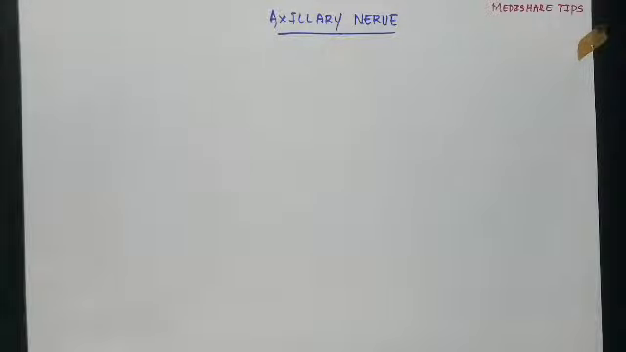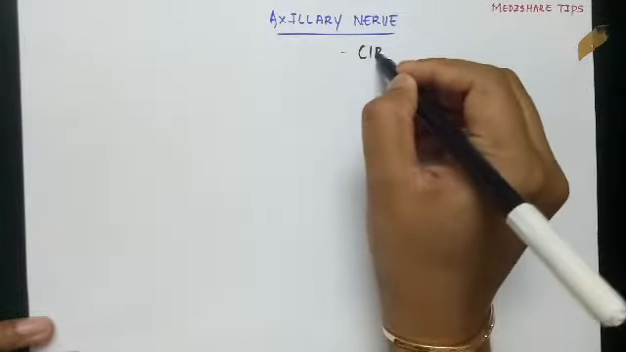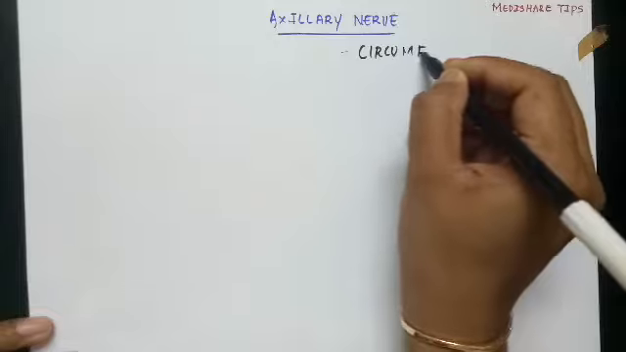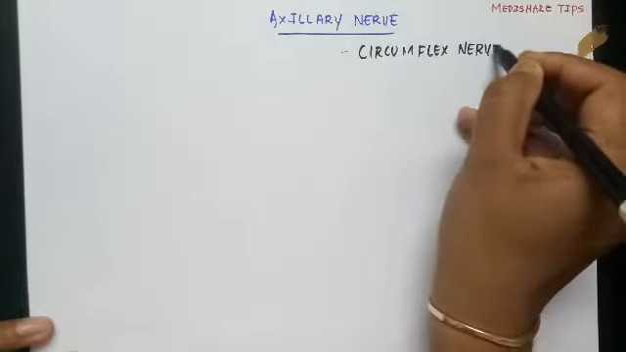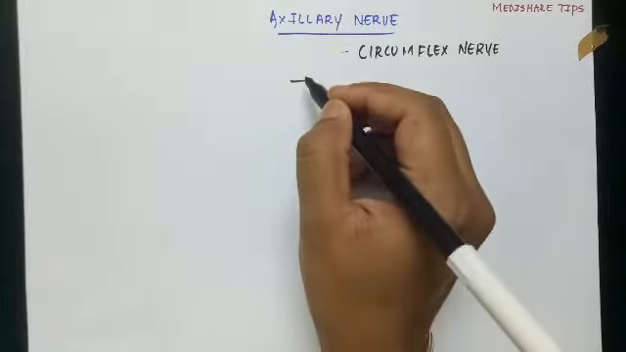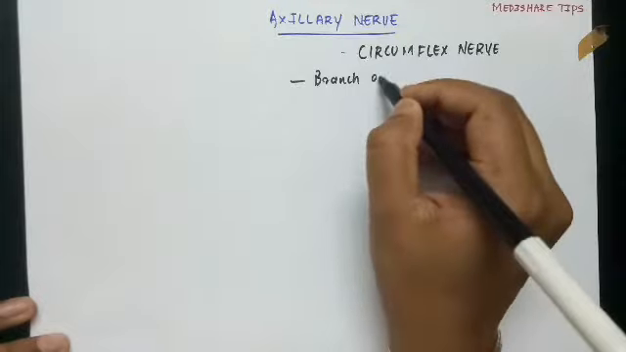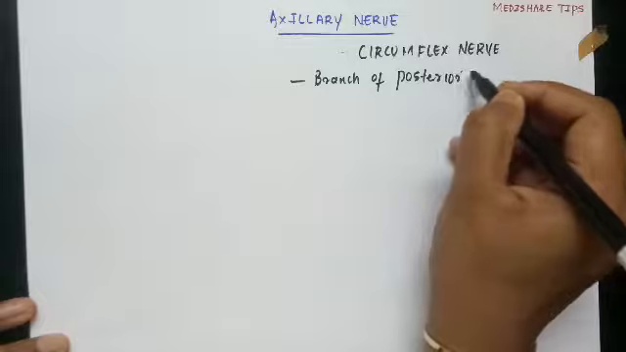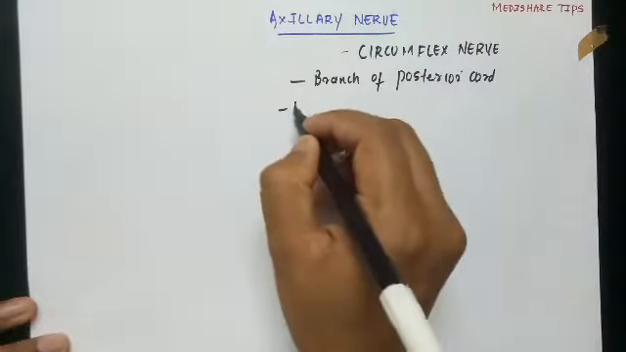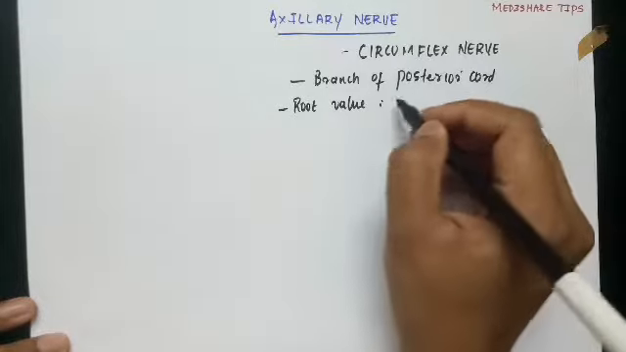We will be discussing about the axillary nerve. The axillary nerve is also called the circumflex nerve. It is a branch of the posterior cord of the brachial plexus. The root value of the axillary nerve is C5, C6.